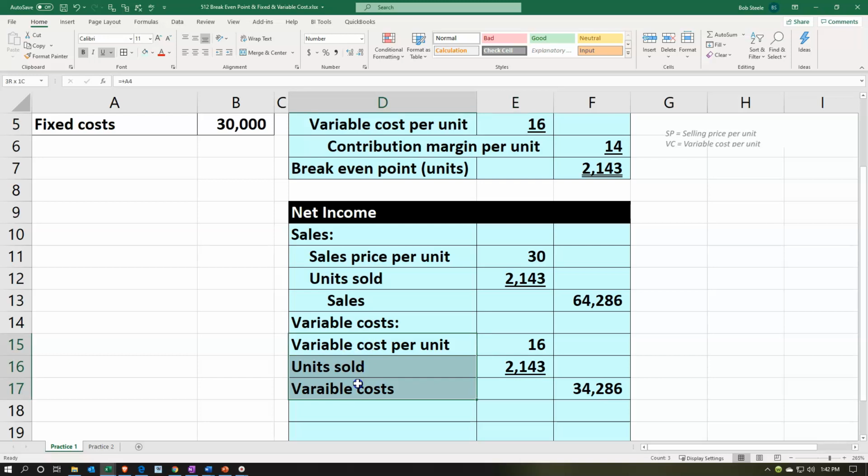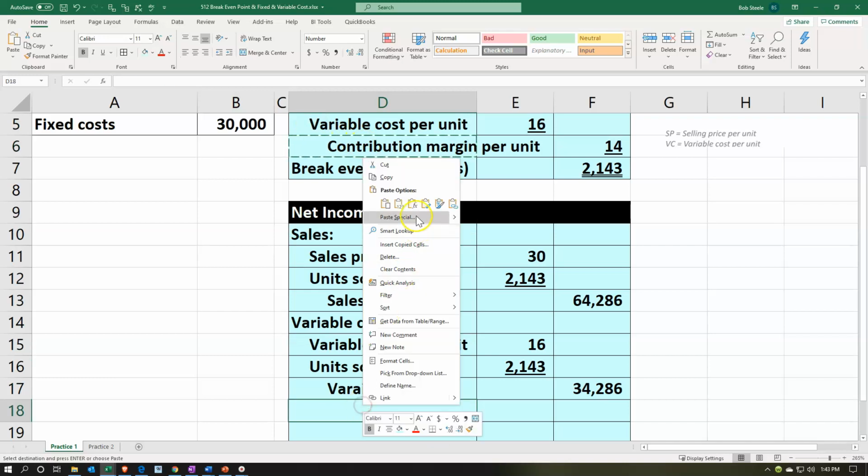We're going to select these three items. Home tab alignment, increase the indenting. We're then going to go to the variable costs, Home tab alignment, increase the indenting. This is going to give us our contribution margin.